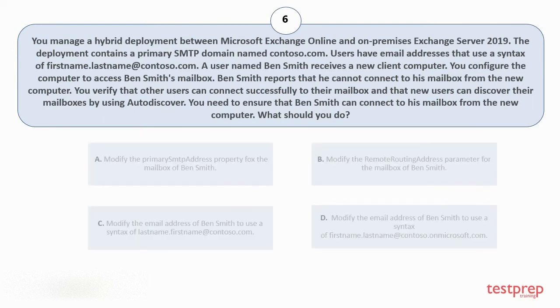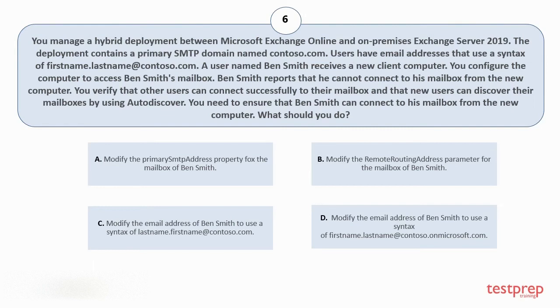Your options are A. Modify the primary SMTP address property for the mailbox of Ben Smith. B. Modify the remote routing address parameter for the mailbox of Ben Smith. C. Modify the email address of Ben Smith to use a syntax of lastname.firstname@contoso.com. D. Modify the email address of Ben Smith to use a syntax of firstname.lastname@contoso.onmicrosoft.com. The correct answer is option B.